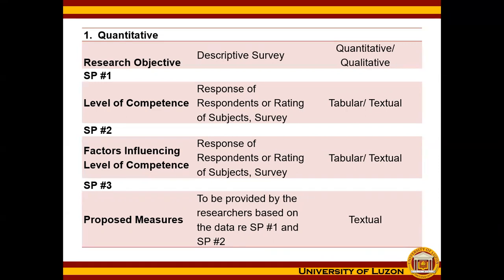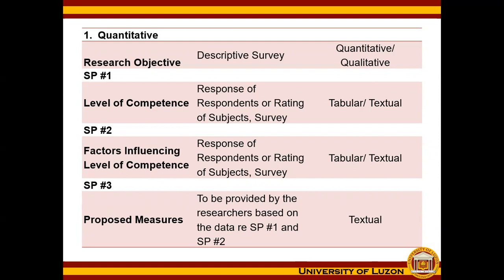Then what about sub-problem number two on factors? In terms of factors, it's similar. So factors influencing the level of competence, for example. We have the response of the respondents or rating of the subjects, and then we have it also in tabular or textual form. And then we have the analysis and interpretation. Then sub-problem number three on proposed measures.